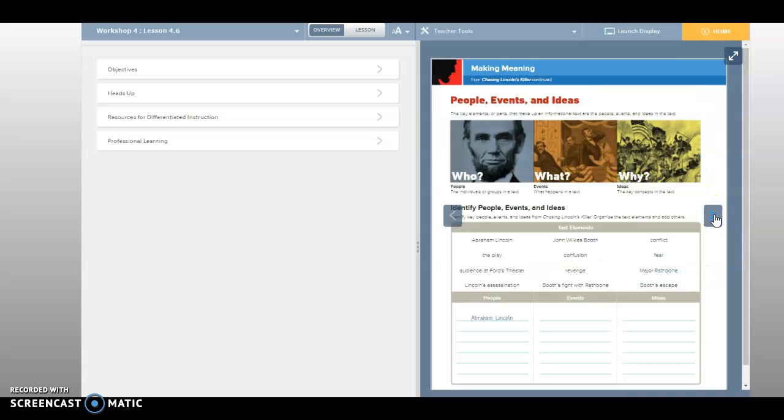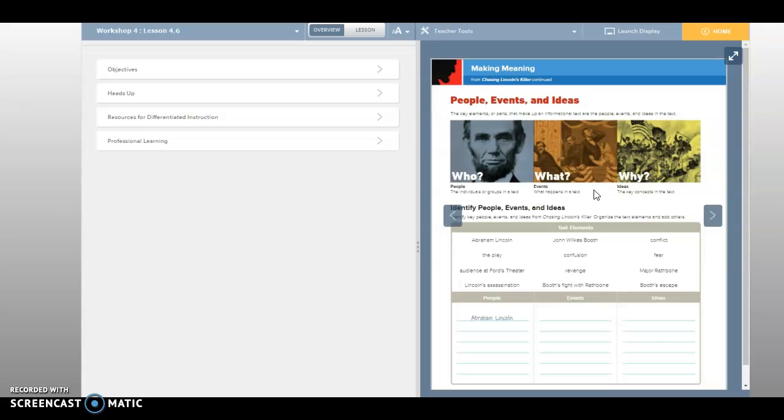Okay. Today we are working on making meaning. This continues from what we just read, Chasing Lincoln's Killer. The key elements that make up an informational text are the people, events, and ideas in the text. The who, what, and why. People are the individuals or groups in a text. The what is the events, what happens in a text. And the why are the ideas, the key concepts in the text.